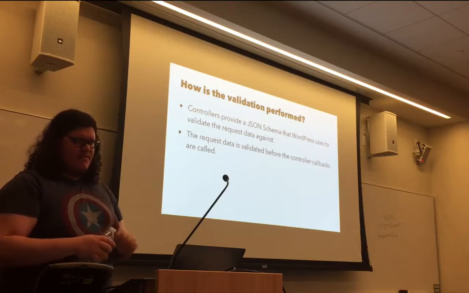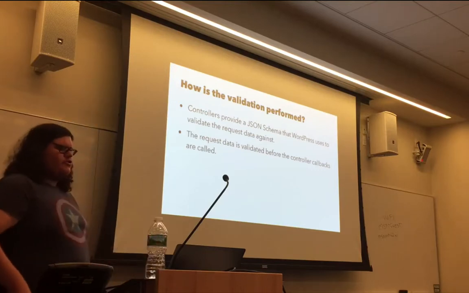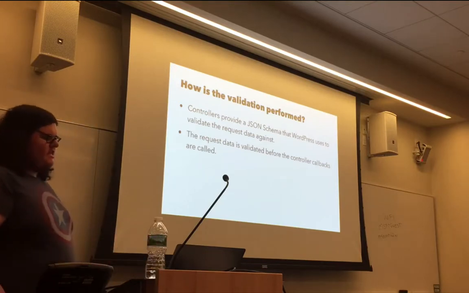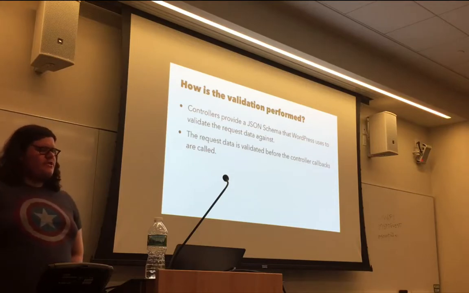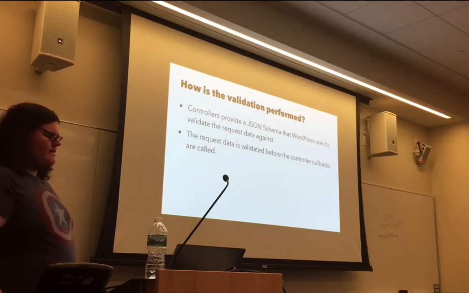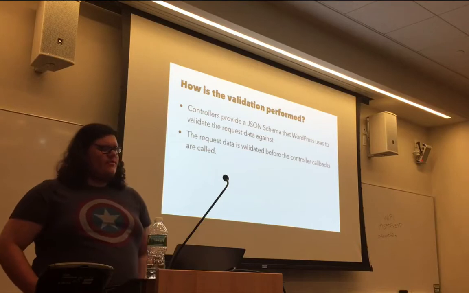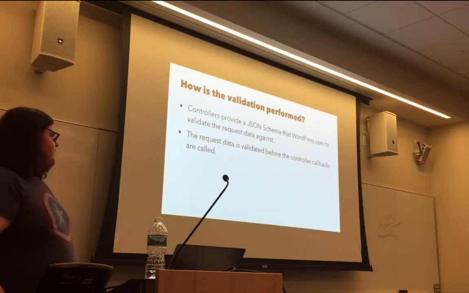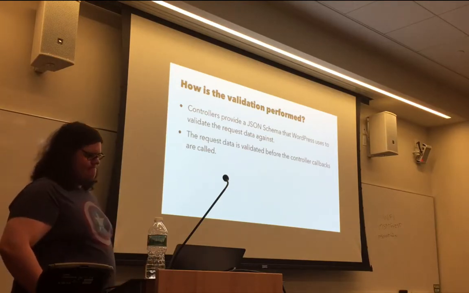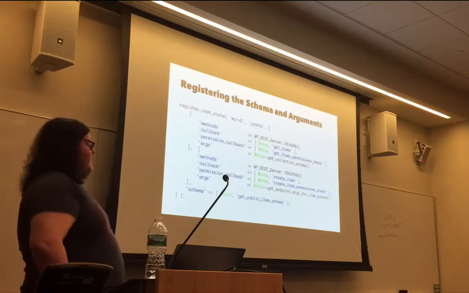So how is this validation performed? Controllers provide to WordPress a JSON schema. This is a schema that WordPress uses to validate the request data against. It's important to note that this request data is validated before the controller callbacks are ever executed. We can see an example of this here.